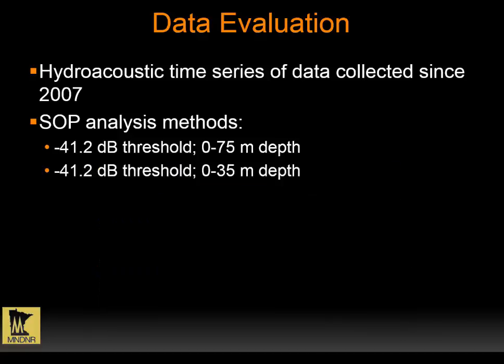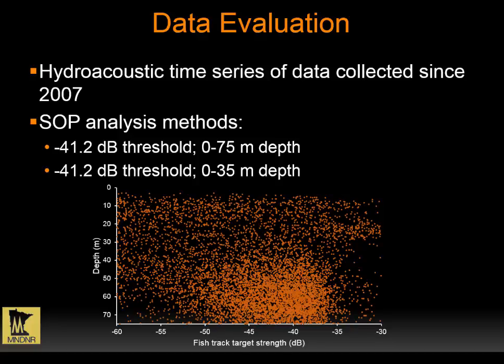The second analysis method was again to use that higher threshold for Cisco, but only to go down to 35 meters depth. The reason is that when we plotted out the fish tracks, here's our negative 35 threshold for spawning size Cisco, it looked like beyond 35 meters deep there was a concentration of fish that were smaller than Cisco. What this says to me is that there's a potential change in species composition as you move deeper into the water column.